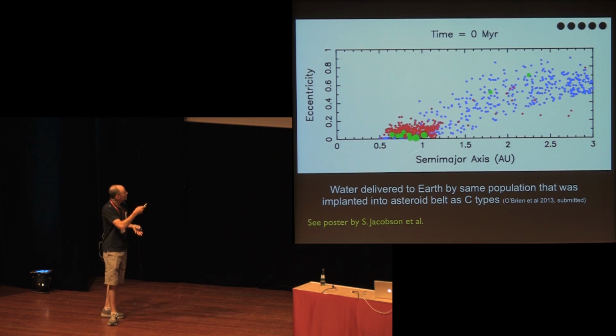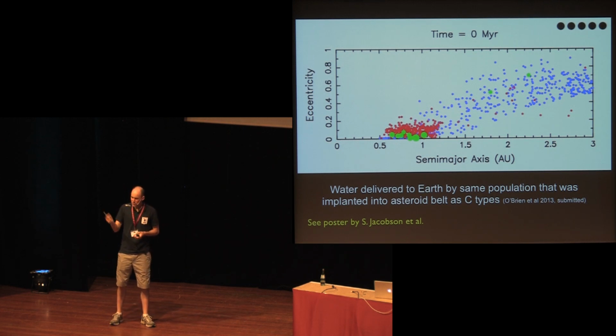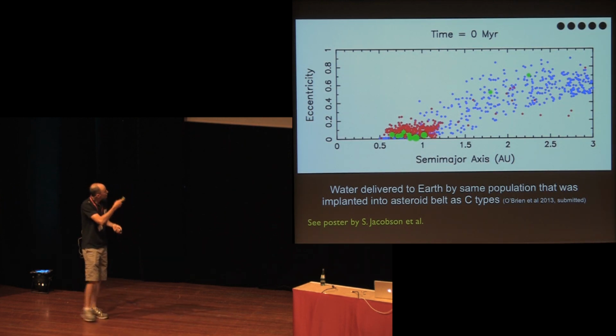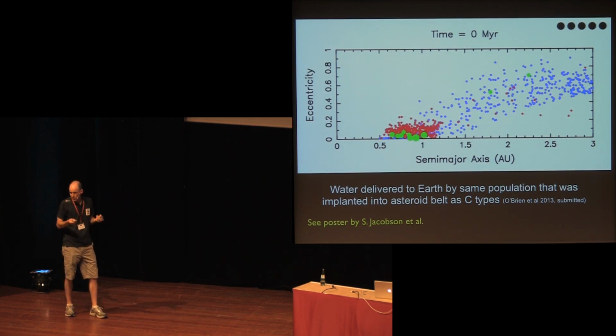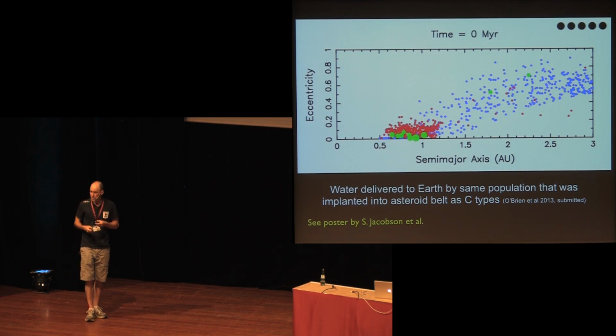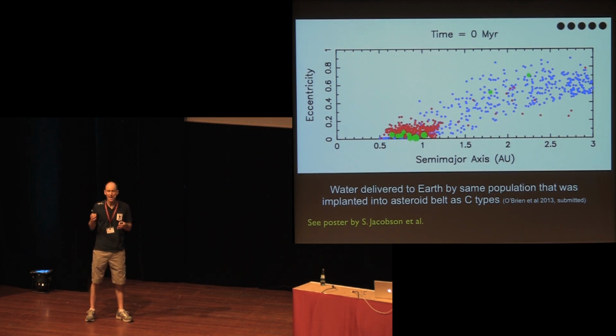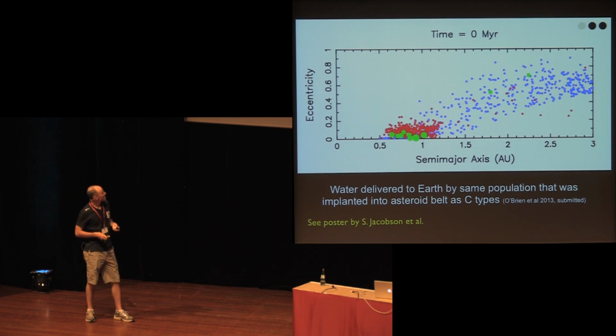So even though everything here should be dry, you have this tail of very eccentric objects that should have the same composition as C-type asteroids. And so the initial conditions for terrestrial planet formation should look more like this: planetesimals and embryos that formed in the inner disk, plus this pollution from these highly eccentric blue guys. Let me show you what that looks like.